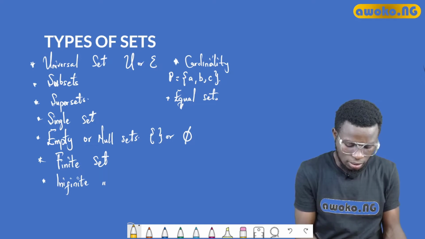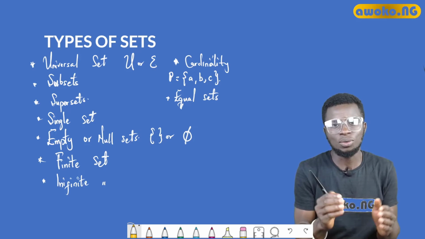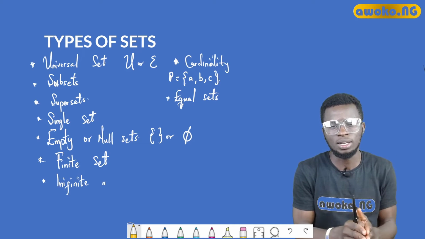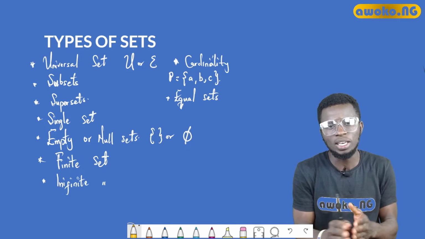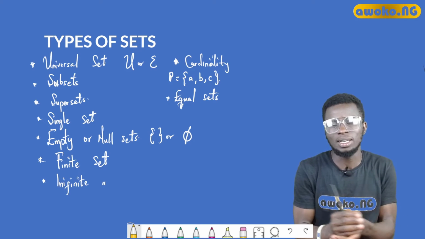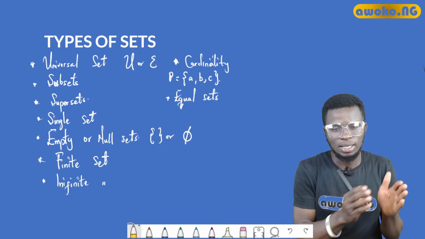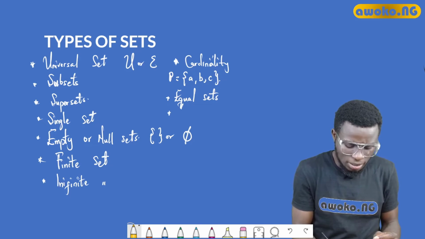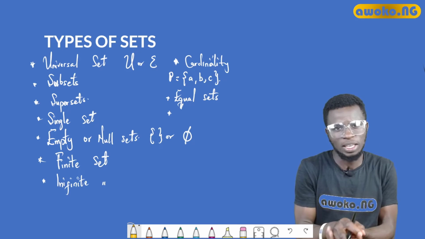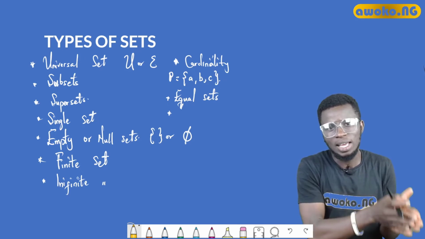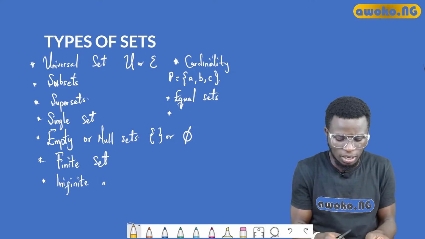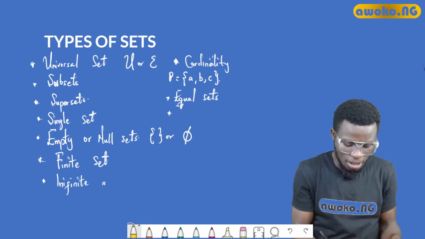Having said that, we can also have equal sets. When we talk about equal sets, we are comparing 2 or more sets together. Let's say set A compared to set B. If set A has the same elements as set B, then we say sets A and B are equal. But if we are comparing the number of elements in 2 or more sets, let's say set A containing 5 elements and set B containing 5 elements as well, then we say that both sets are equivalent.